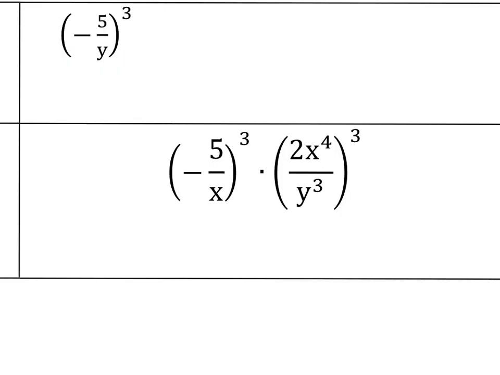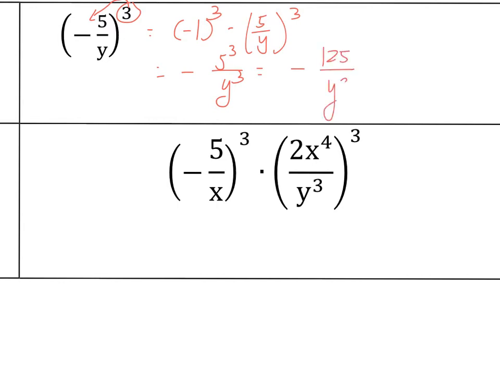And for this next one here, I can first write the next step as -1 in parentheses to the third power times 5 over y to the third power. So basically I share the power of 3 with -1 and 5 over y. So this will be negative. And again, I'm going to share this again, 5 cubed over y cubed. So this will be negative 125 over y cubed.